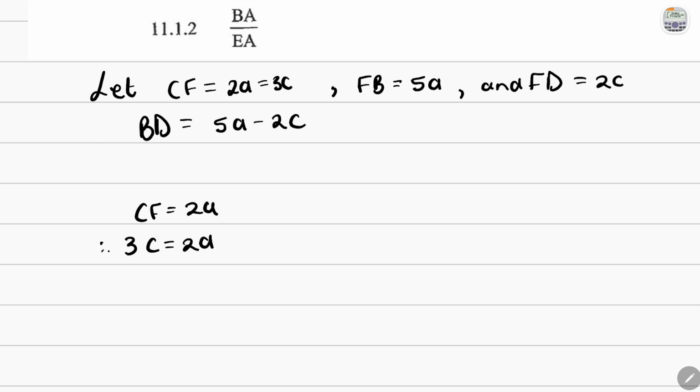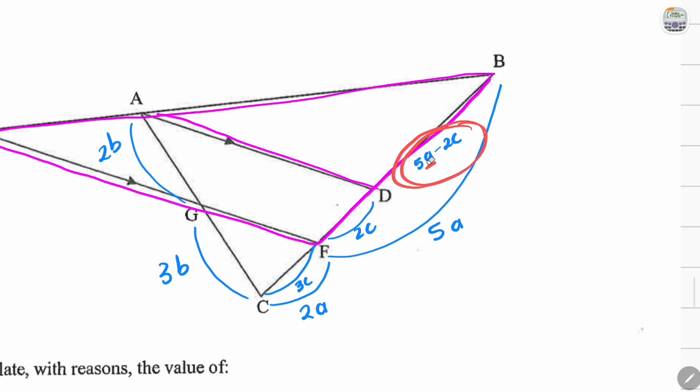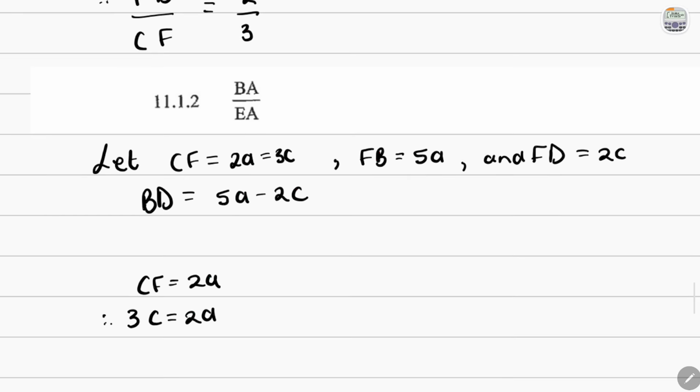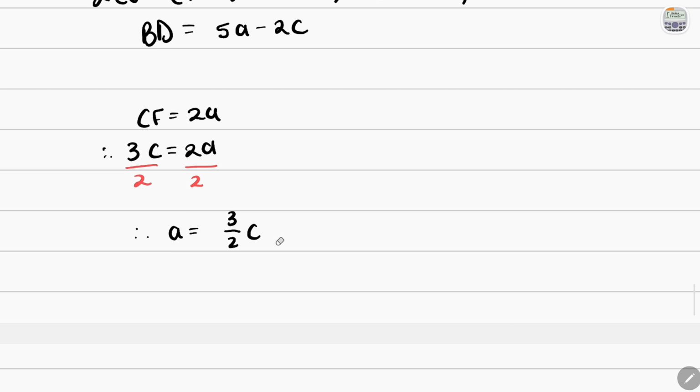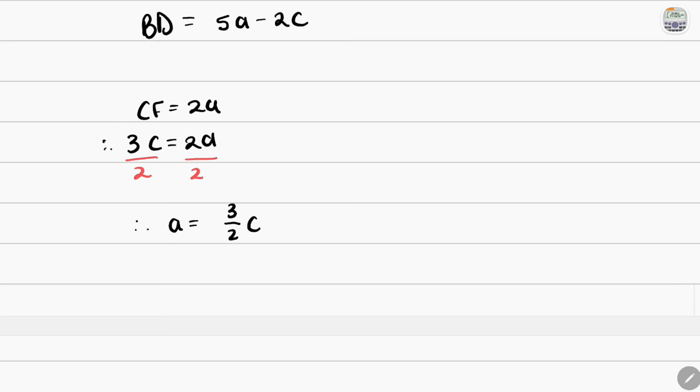And what we're trying to do is find a value for A so we can put it in here. So how do we find A? By making A the subject. How do you make A the subject? By getting rid of the 2. So divide both sides of this equation by 2. And so A is equal to 3 over 2 C. And there we go. And so what I'm going to do is take this 3 over 2 C as A and put it inside the equation for BD.